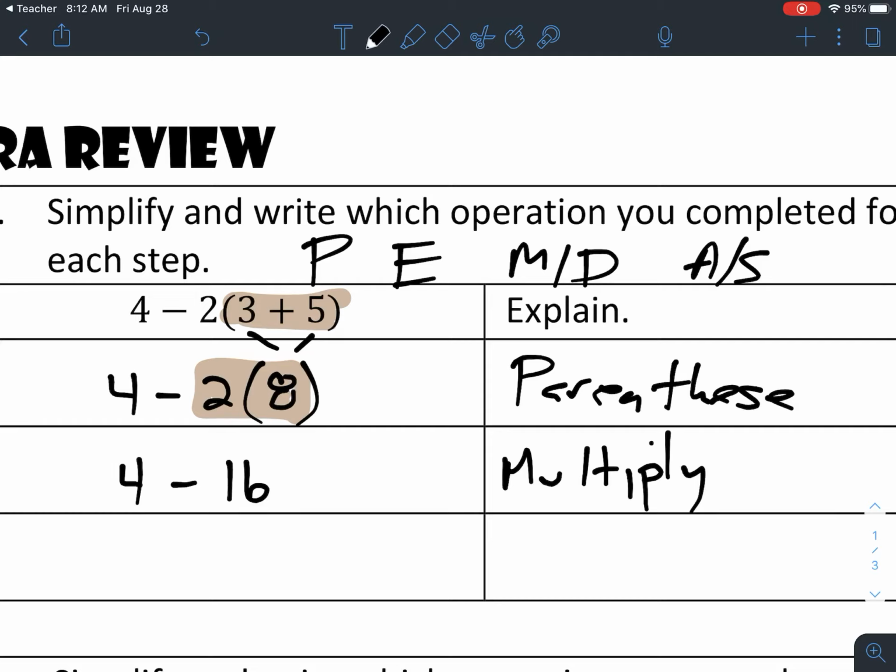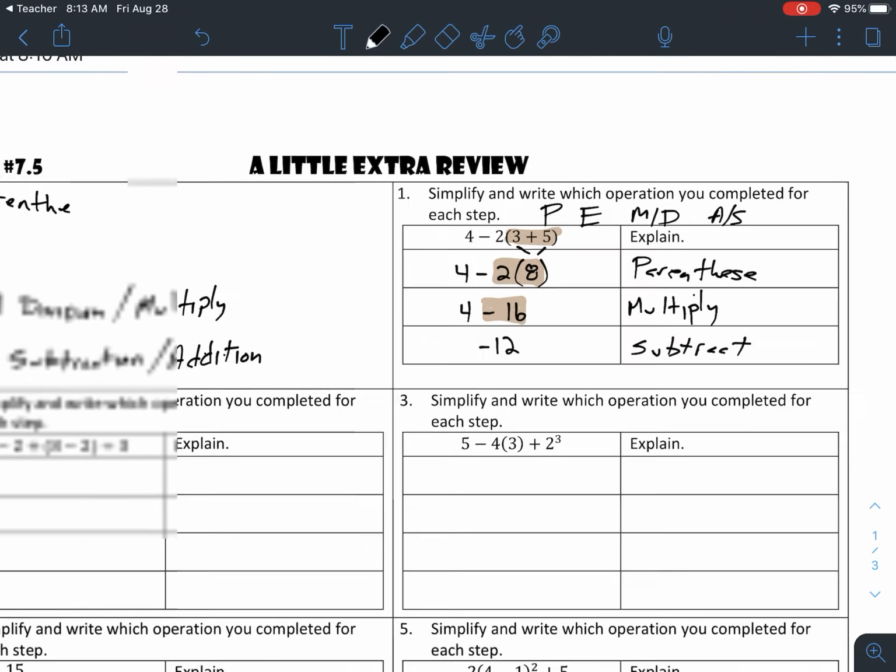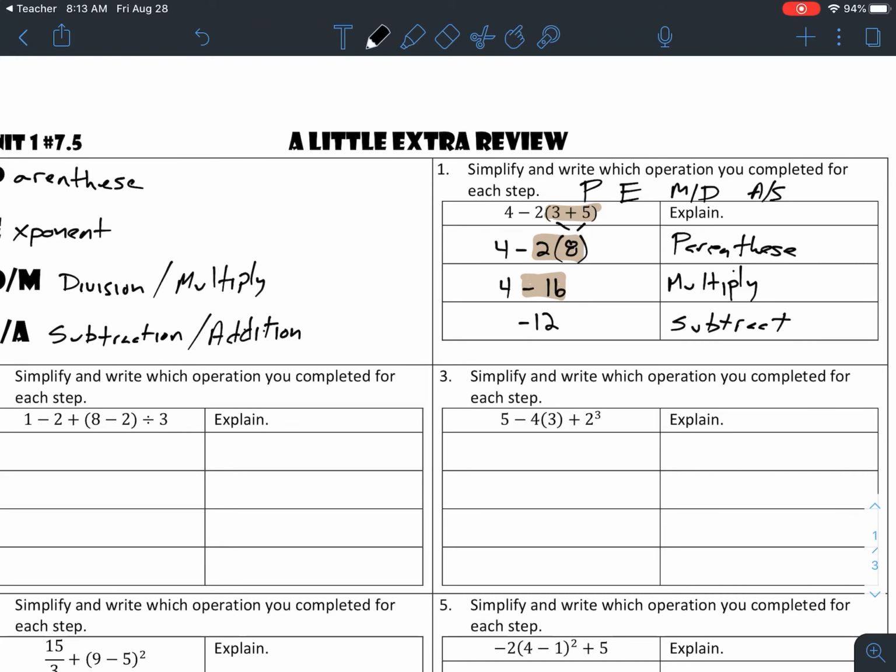4 minus 16, because the 16 is a higher number, we're going to be left with a negative number because we can see that this is a negative 16. We're going to subtract, and we're subtracting 4 from 16, which gives us negative 12 as our final answer. Okay, so that's how you solve that first one.